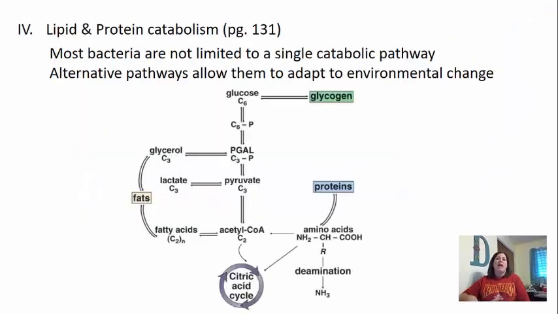Now, sugars are not the only thing that could be used to potentially create energy. We also see that lipids and proteins can also be broken down. Most bacteria are not limited to a single catabolic pathway. They have alternative pathways which allows them to adapt to different environmental changes, especially if sugars are not present. All right, and so when we look here, you can see in this pathway that, of course, glucose is their primary source. However, if fats are present, we could potentially use them to go into the Krebs or citric acid cycle, and the same thing over here with proteins.